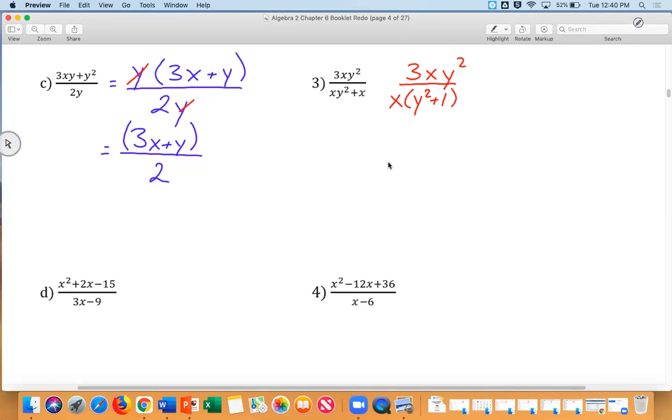Now, here's the thing, a lot of you guys are gonna wanna cancel the y squared. You can't do that because it's addition in here. So remember, we can only cancel through multiplication. So the x's are the only thing that cancels. That's 3y squared over y squared plus one.